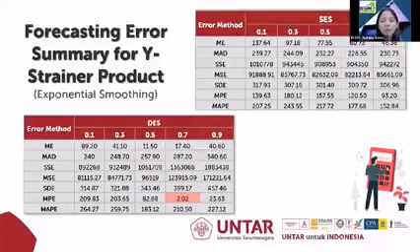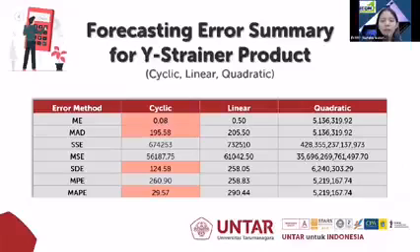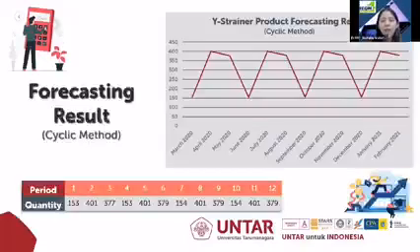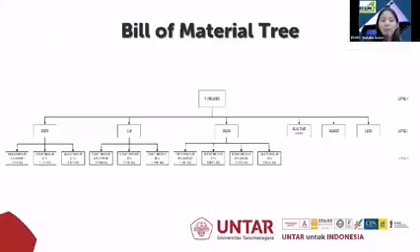The second method is single and double exponential smoothing with alpha 0.1, 0.3, 0.5, 0.7, and 0.9 respectively. And the next method is linear, cyclic, and quadratic regression. Based on the calculation result, the smallest error is found in the cyclic method. Hence, this method is used to do demand projection for the upcoming year. And this is the result of forecasting with cyclic method. And the next one is the bill of material tree of Wise Trainer product.